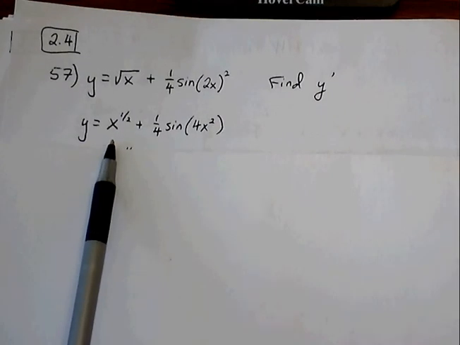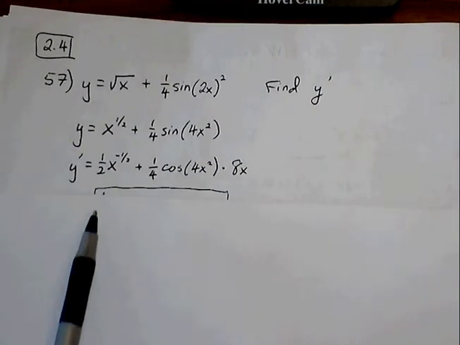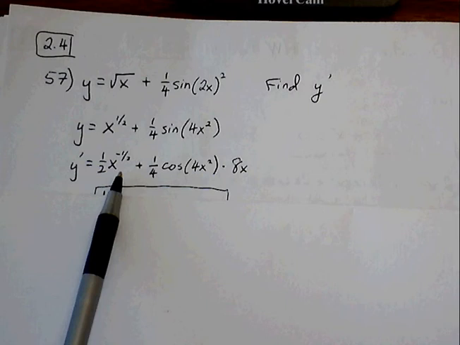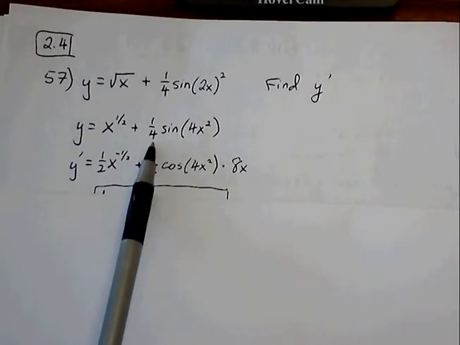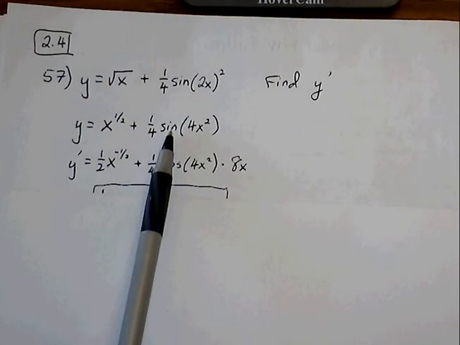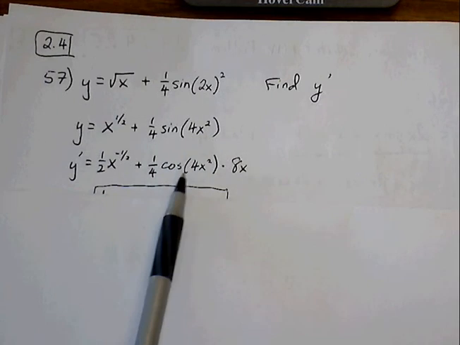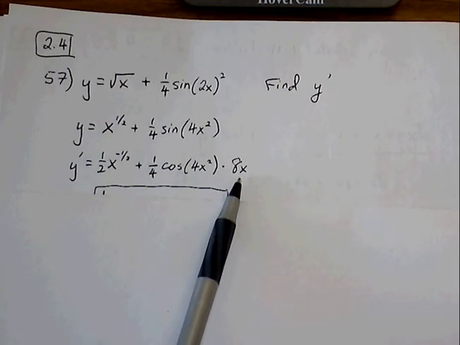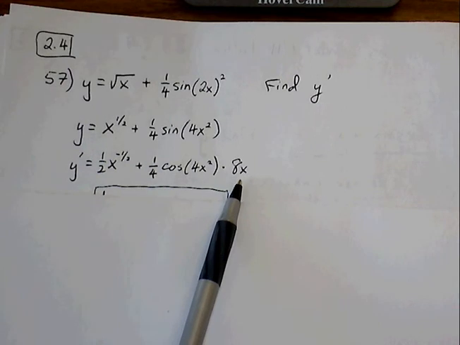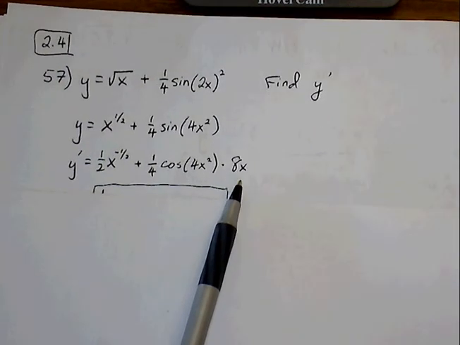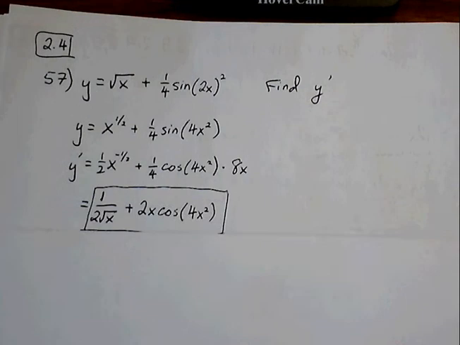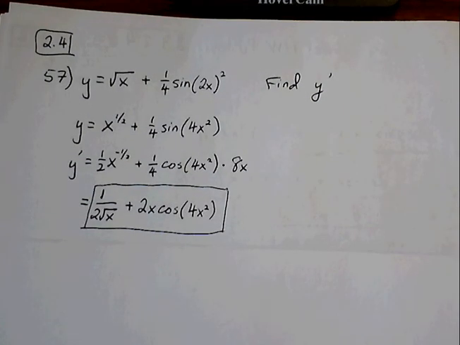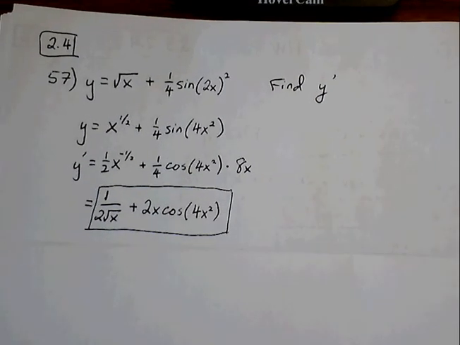Okay, power rule here, derivative, 1/2 x to the negative 1/2. 1/4 is a leading coefficient, it's going to stay. So the derivative of sine of u is simply cosine of u times u prime. So my u value is 4x squared, so therefore my derivative of 4x squared is going to be 8x. That's my u prime. And finally, 1/2 root x plus 2x cosine of 4x squared.